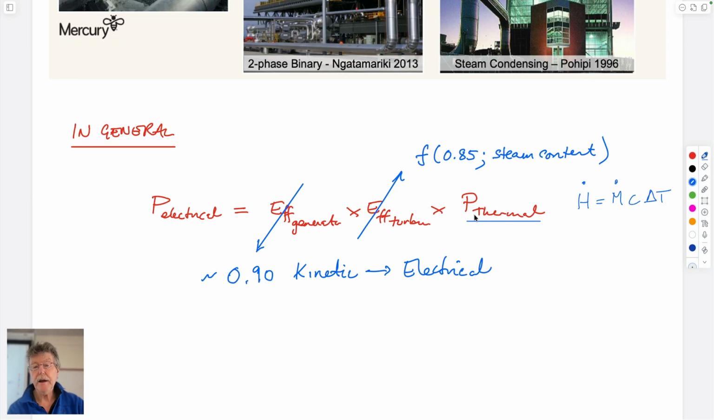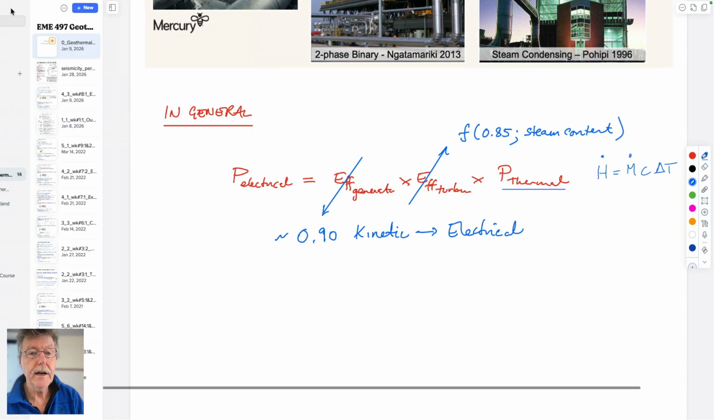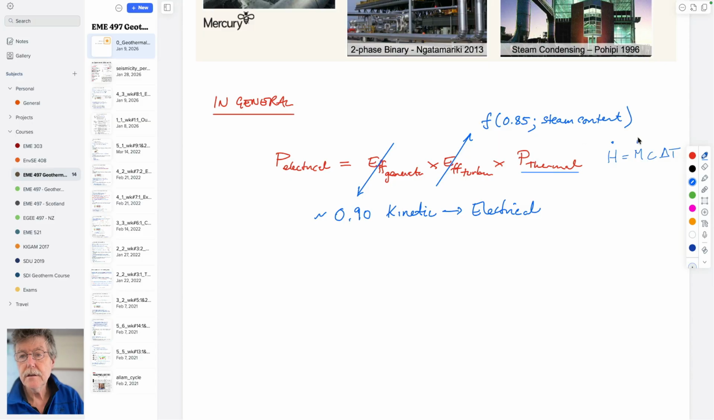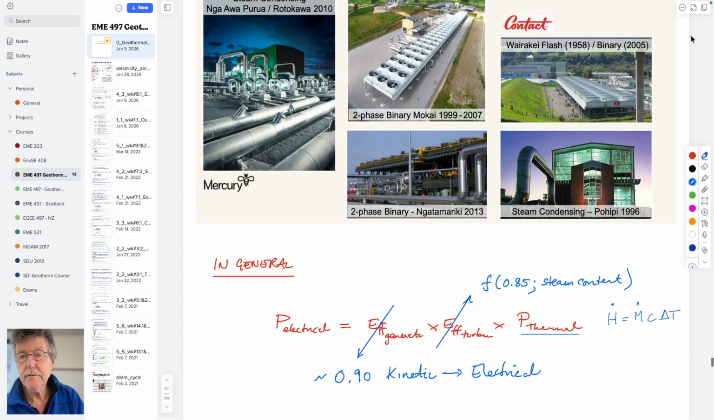So the thermal power has a conversion from thermal power to kinetic energy that goes into the turbine. And then there's an efficiency of the kinetic energy of the turbine in converting that through a generator into electricity. So there are two conversions that are important. If you remember, it's a long time ago now, and I'm not sure whether I can do this so easily.